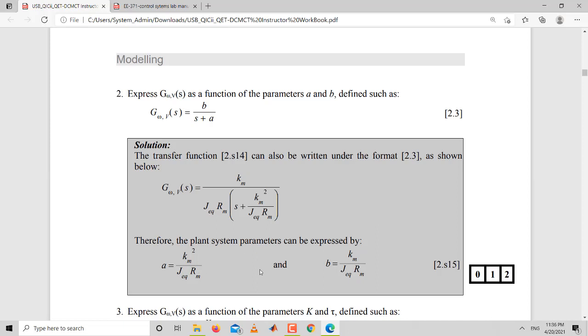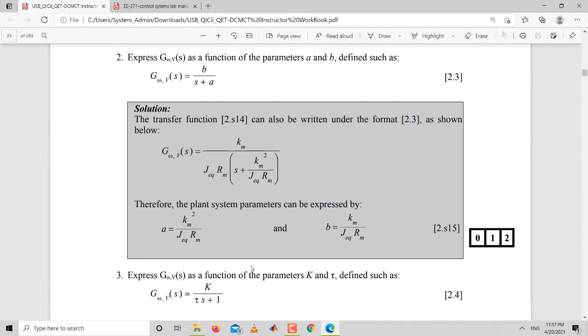So the plant system parameters A and B become: A is K square by J into R, and B is K by J into R. These are parameters that are already given to us by the manufacturer. K was the motor constant, J was the equivalent inertia, and R was the motor resistance. So if we know the values from the data sheet, we can compute the overall transfer function of the system.